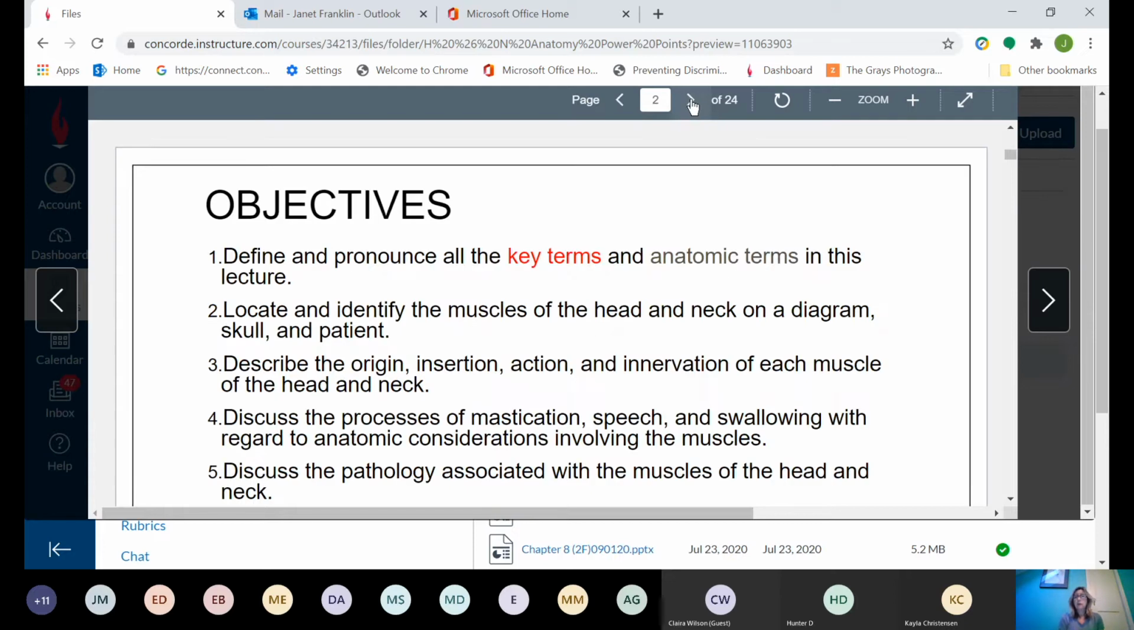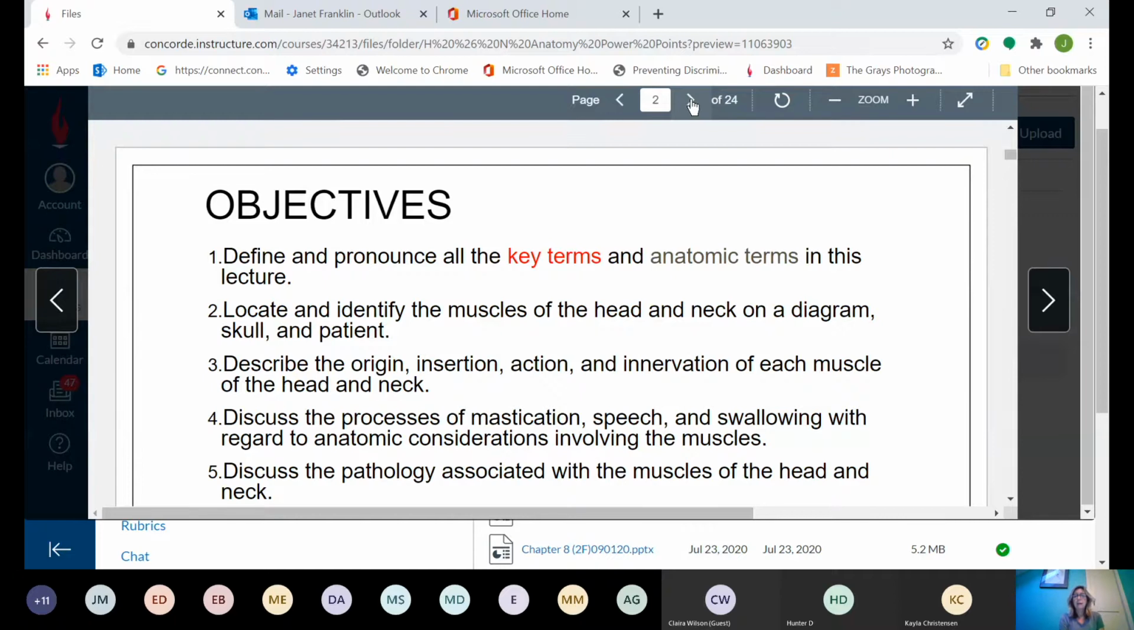So, your objectives: you're going to be able to pronounce the key terms. There's a lot fewer terms to learn in this chapter than there have been in the past. They're listed in the front and there's only about 6 of them. So the key terms to know are the origin and insertion. The origin is the end of the muscle attached to the least movable structure, and the insertion is the end of the muscle attached to the more movable. So we'll just keep reviewing that.